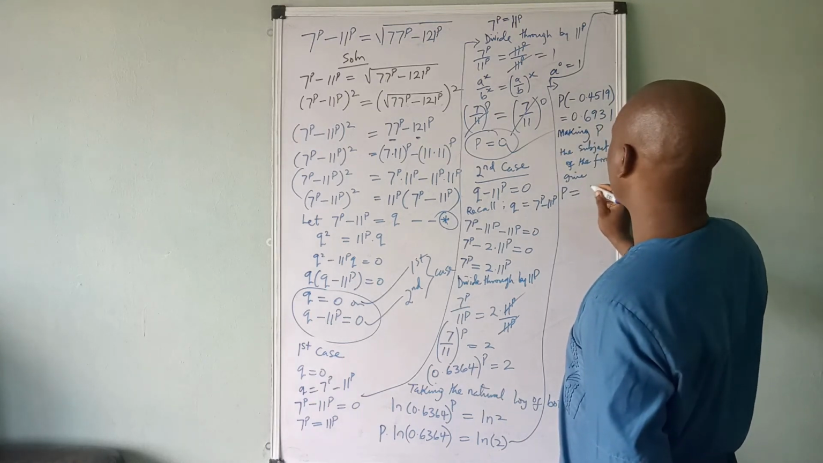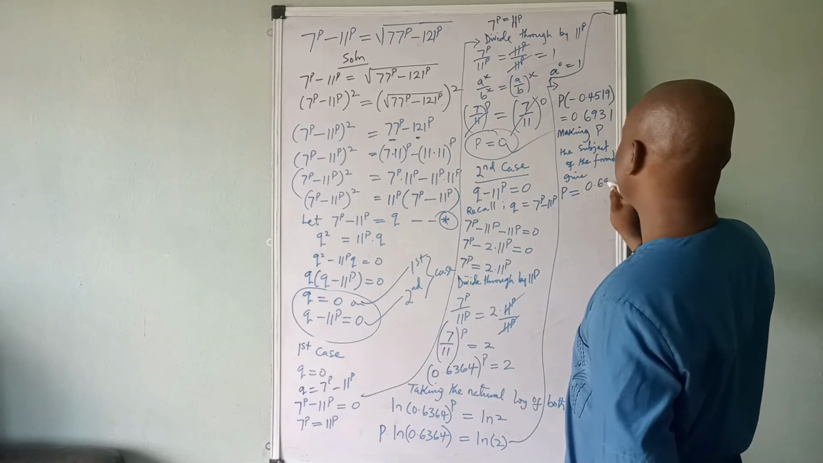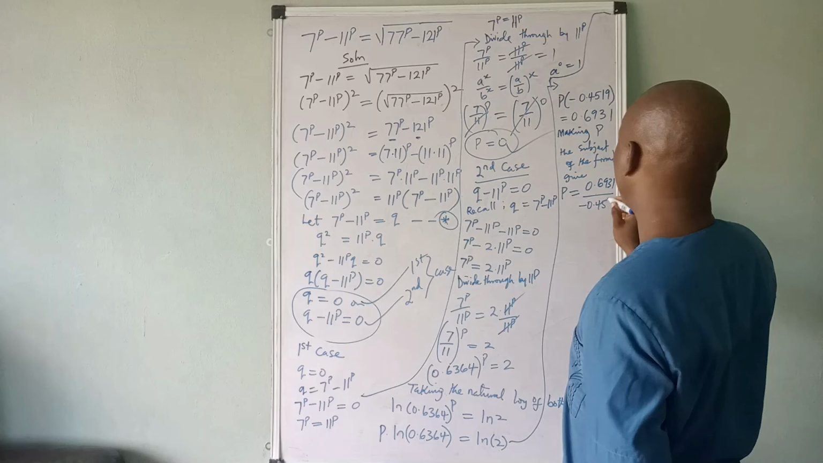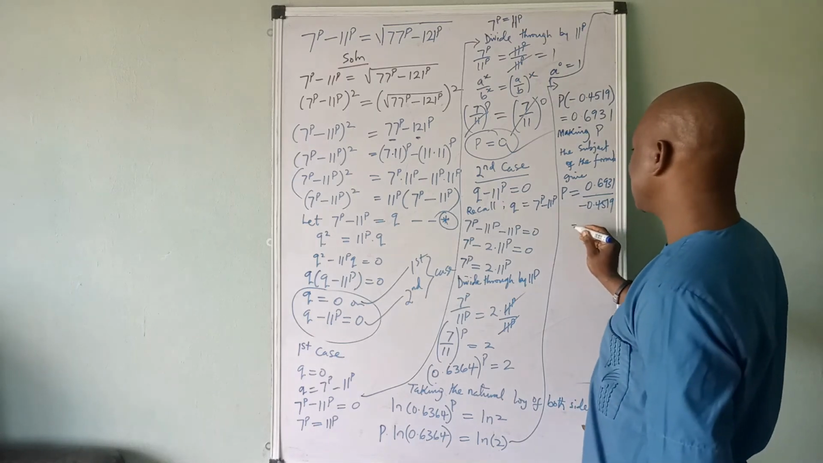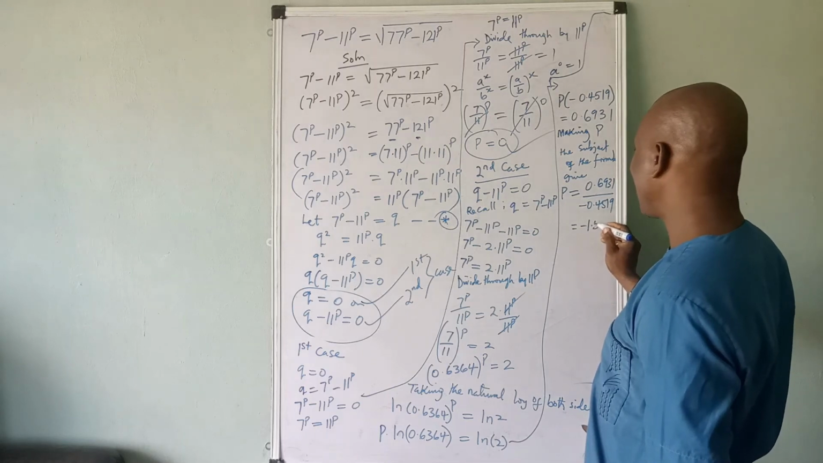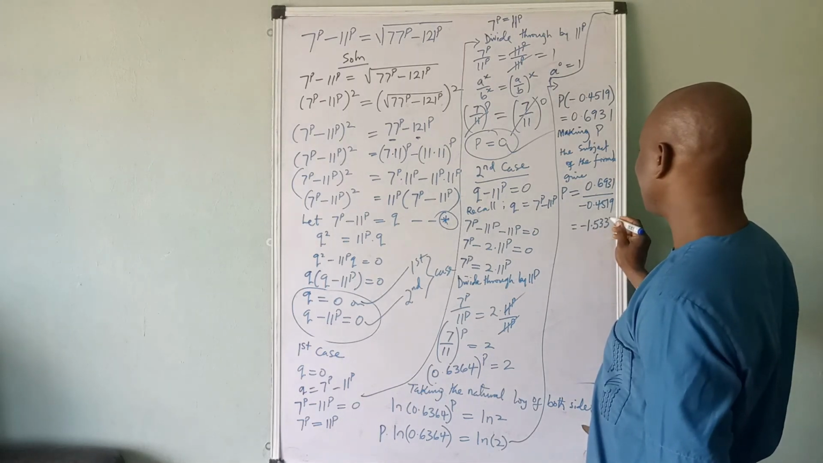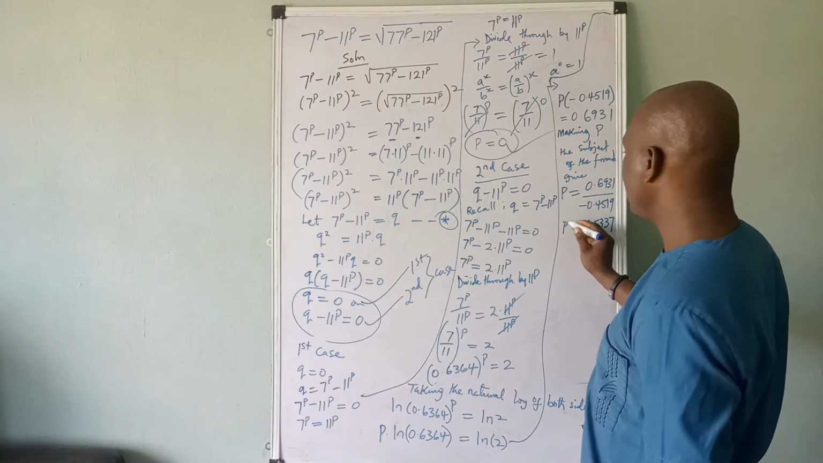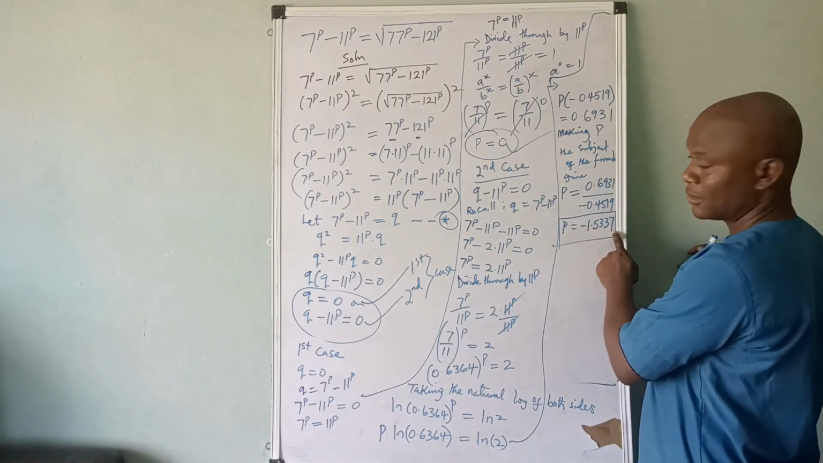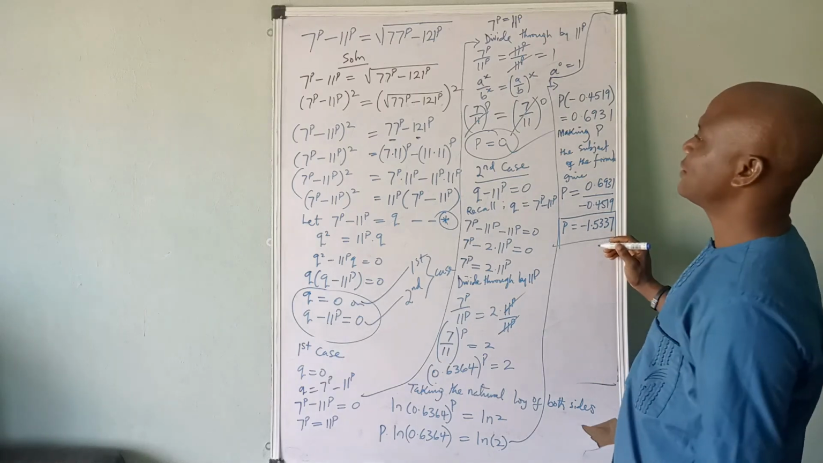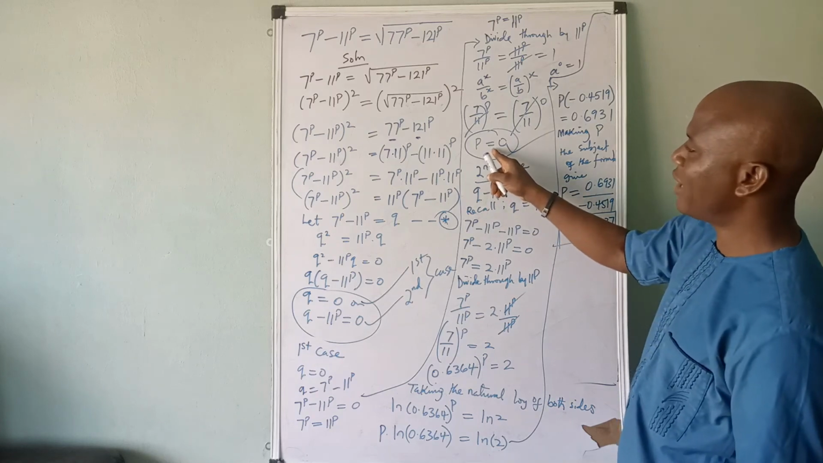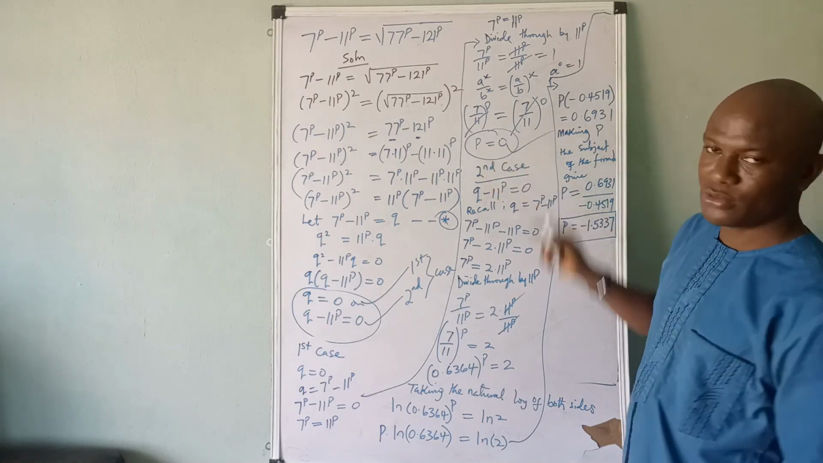So with this, making p the subject of the formula, we give that p is equal to 0.6931 over minus 0.4519, which is the same as minus 1.5337. So p is the same as minus 1.5337. So for the second case, we have that p is equal to this. But for the first case, we have that p is equal to 0.